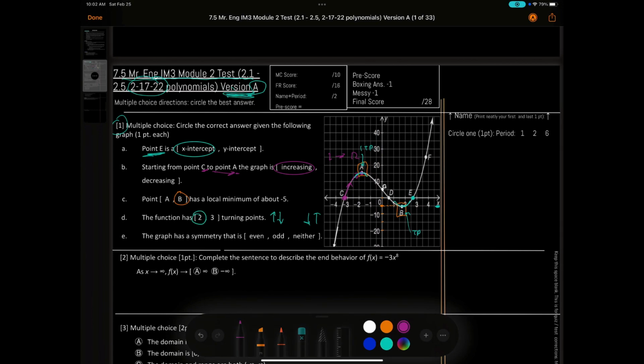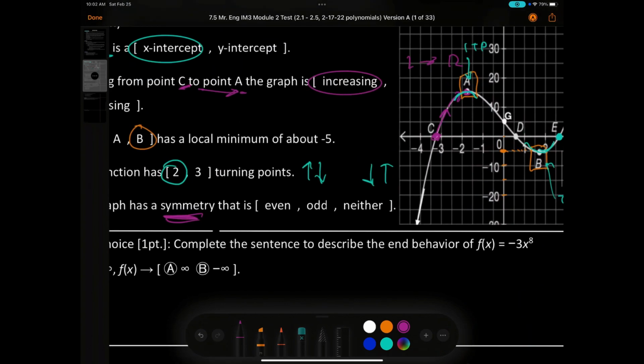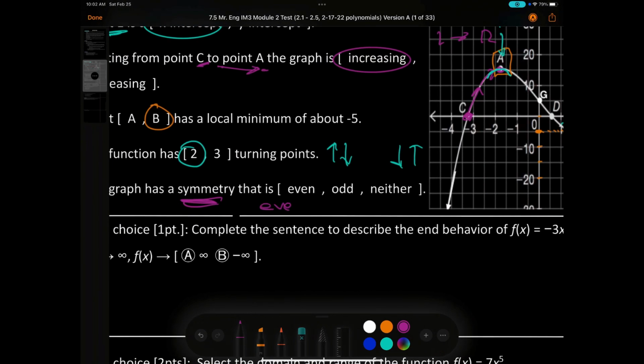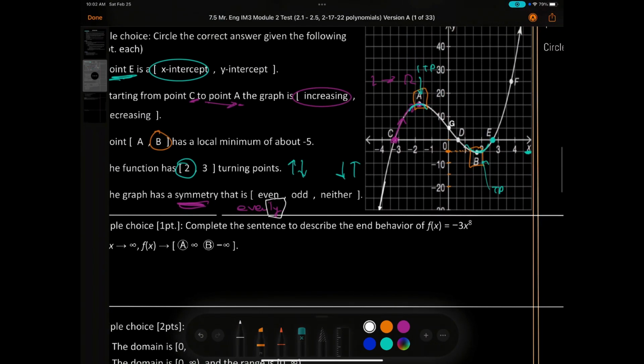The graph has a symmetry. So symmetry, even is like the phrase evenly. This one is about a line, the y-axis. So here's my y-axis here in dark blue, and you cannot fold it hot dog or skinny wise, and it would not be the same graph. So it is not even.